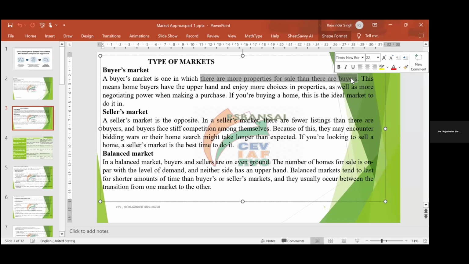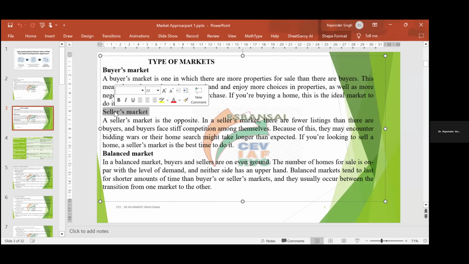And buyers have the right or power to choose a property from a number of properties. And then seller's market, in which sellers have the upper hand. The number of properties for sale is less than the number of buyers.